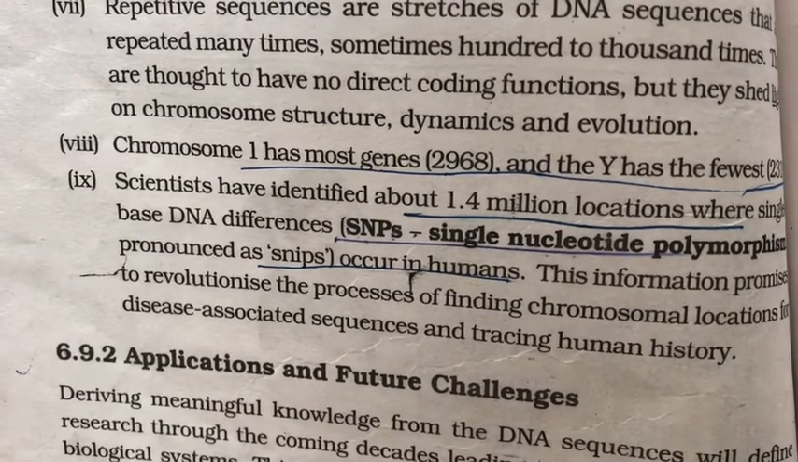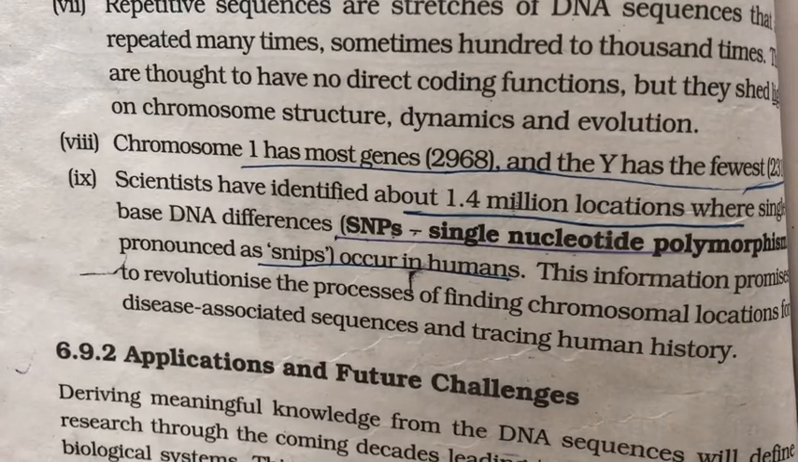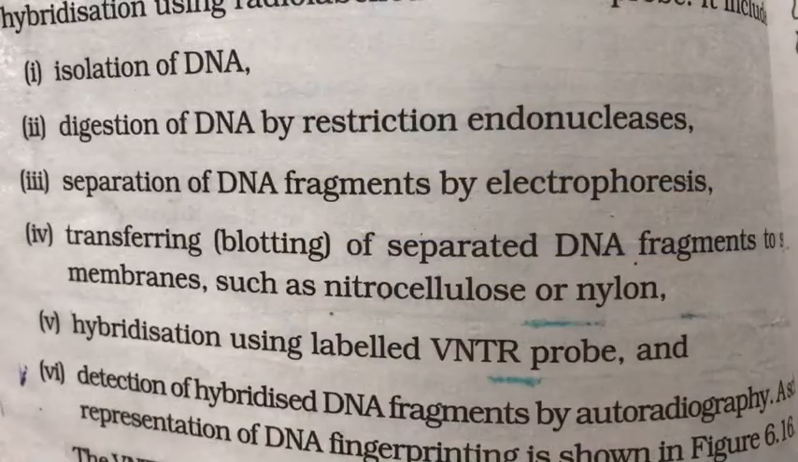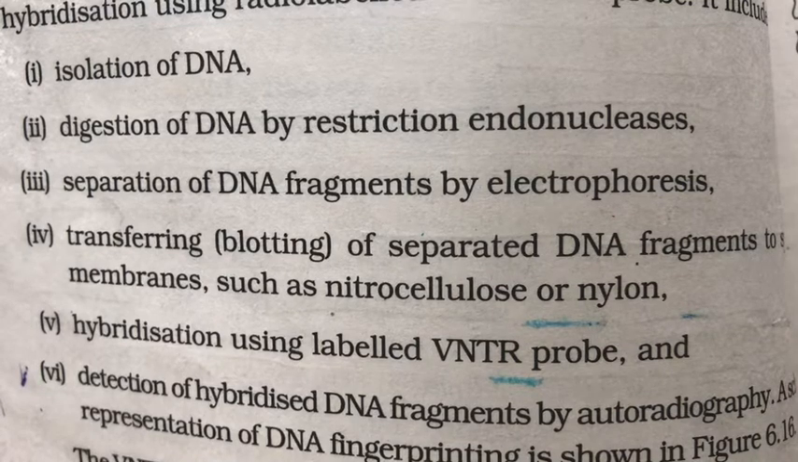The scientists could identify around 1.4 million locations where single-base DNA differences, single nucleotide polymorphisms, pronounced as SNPs, occurred in humans. Now, one of the significances of decoding the human genome was that we could go for DNA fingerprinting. What is DNA fingerprinting? The repetitive sequences, or the DNA of two persons, cannot be the same. They will have certain differences in the DNA.